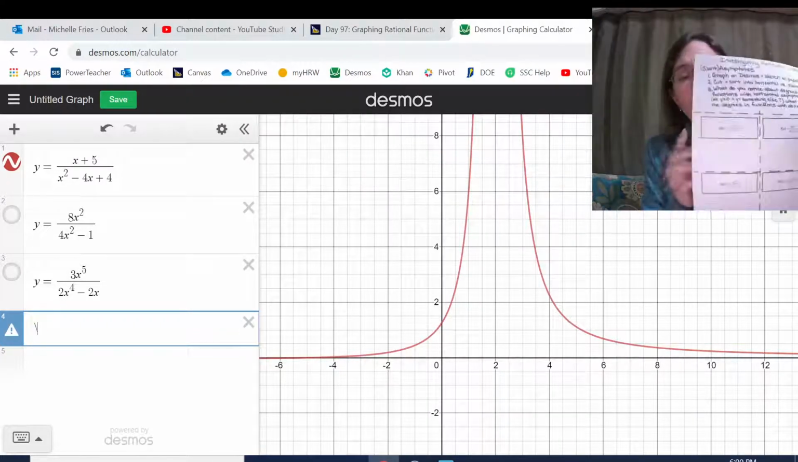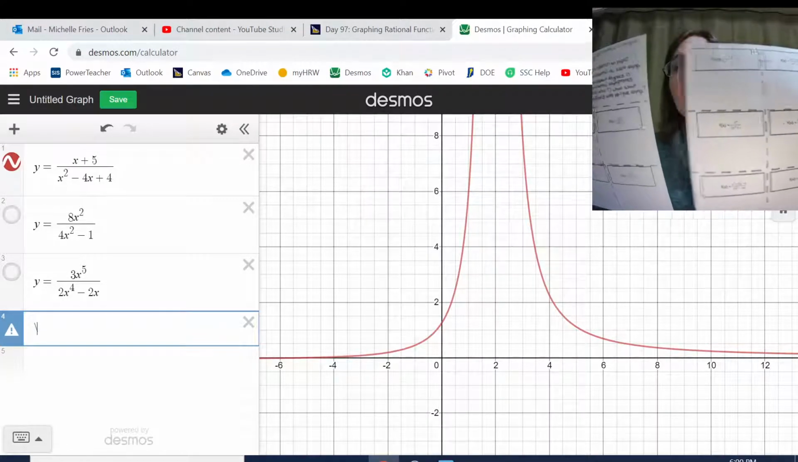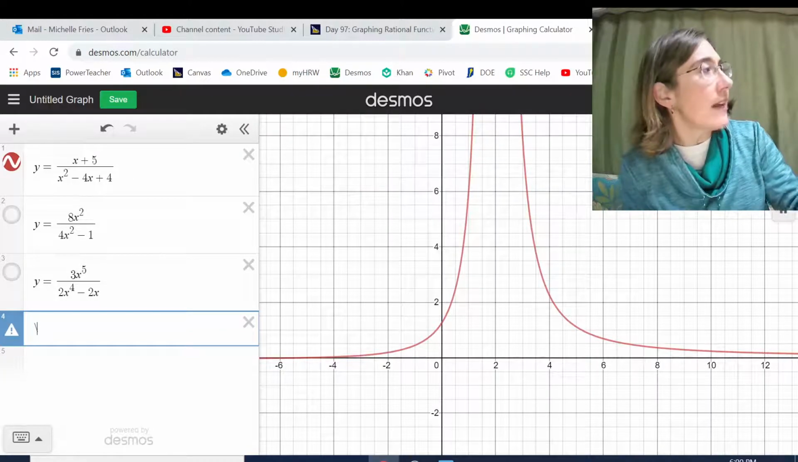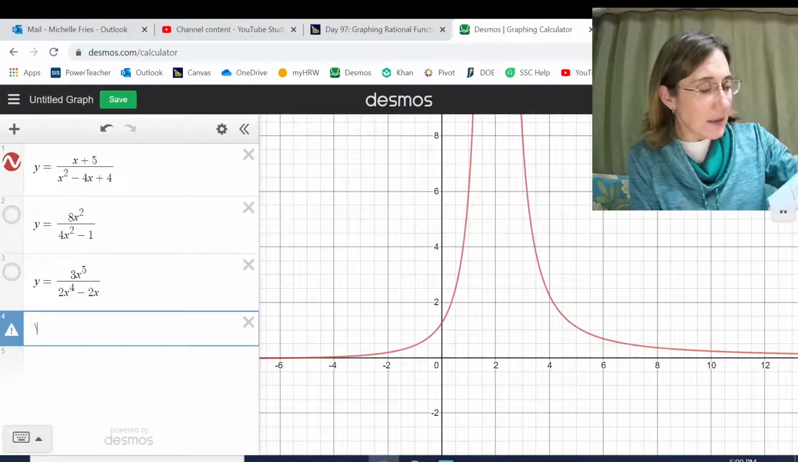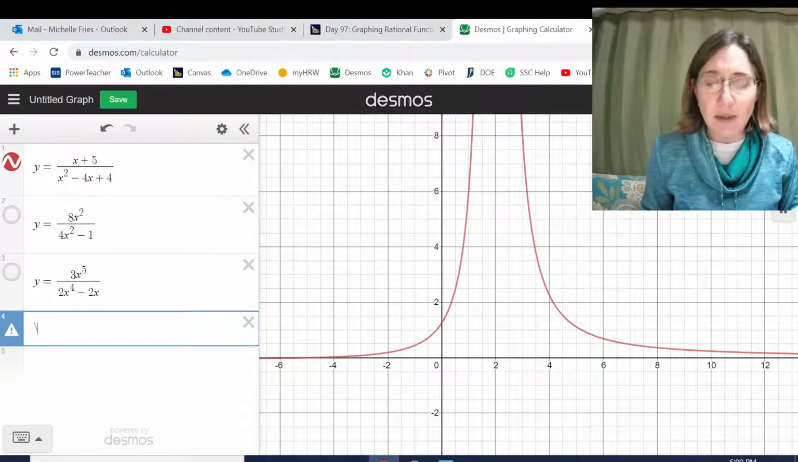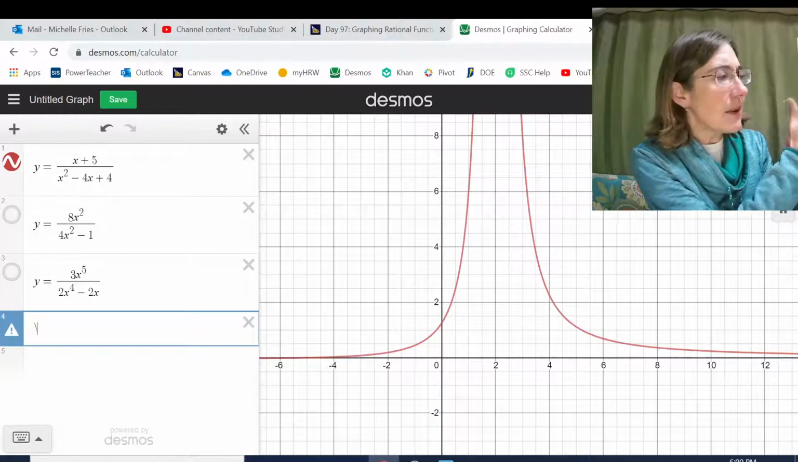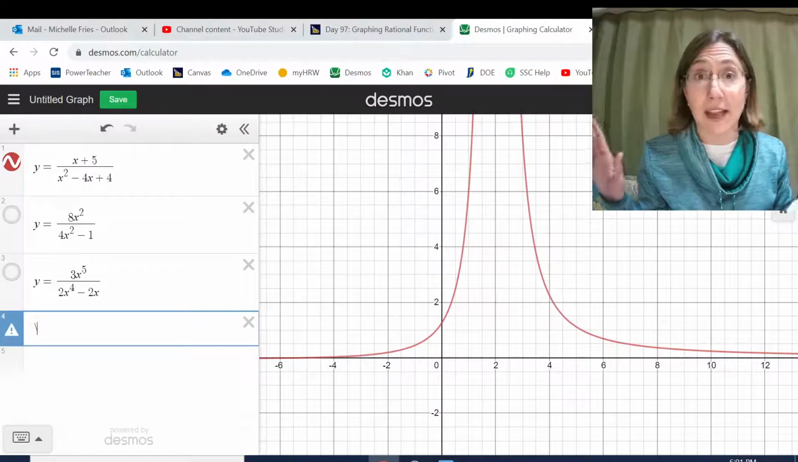And the paper that you're going to need from your packet looks like this. There's actually 2 pages, okay? So it has my handwriting at the top, and it says Investigating Horizontal and Oblique or Slant Asymptotes. And it has some directions at the top. It says you're going to graph on Desmos and then sketch them on paper. I just mean right down here, just draw a little sketch of them. It does not have to be beautiful, just make a little sketch, okay?